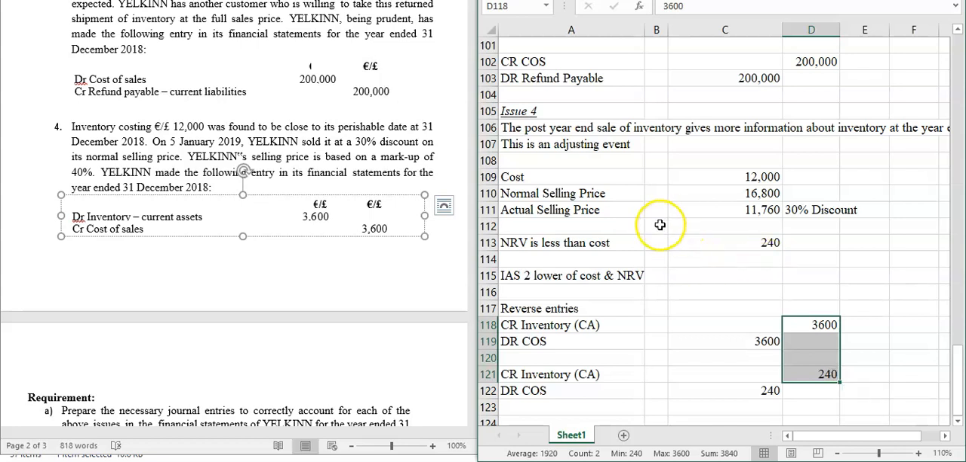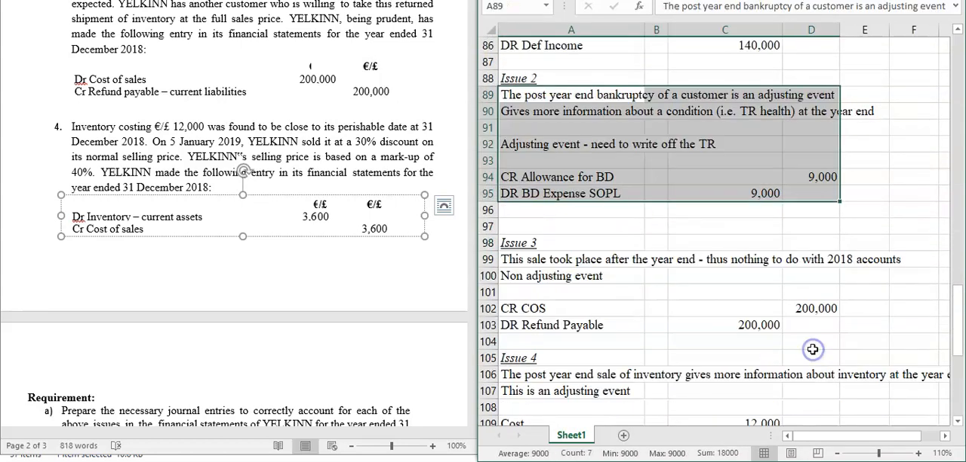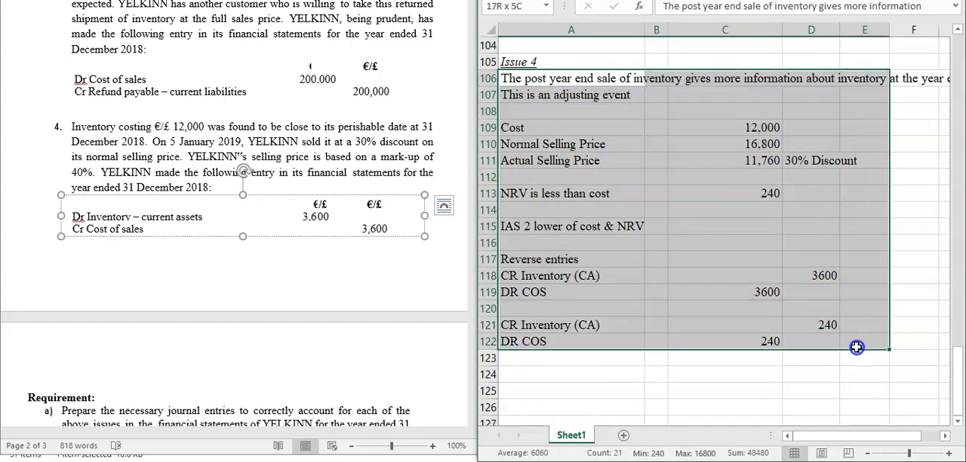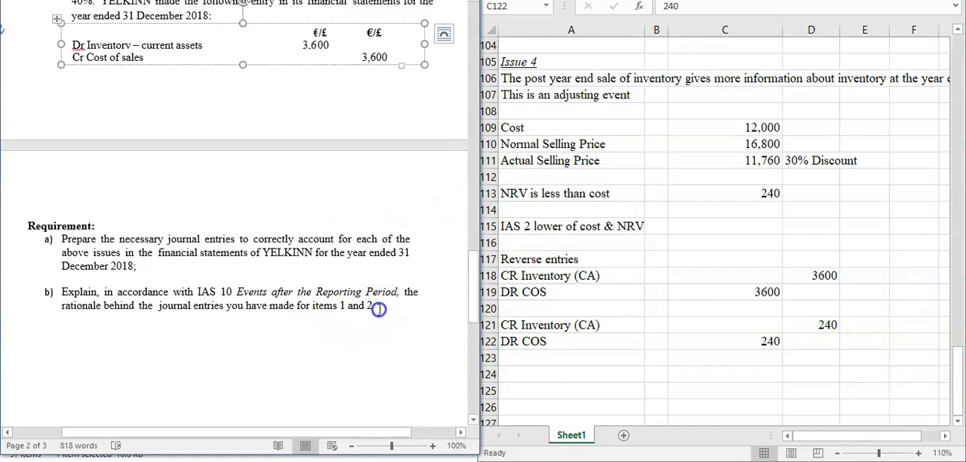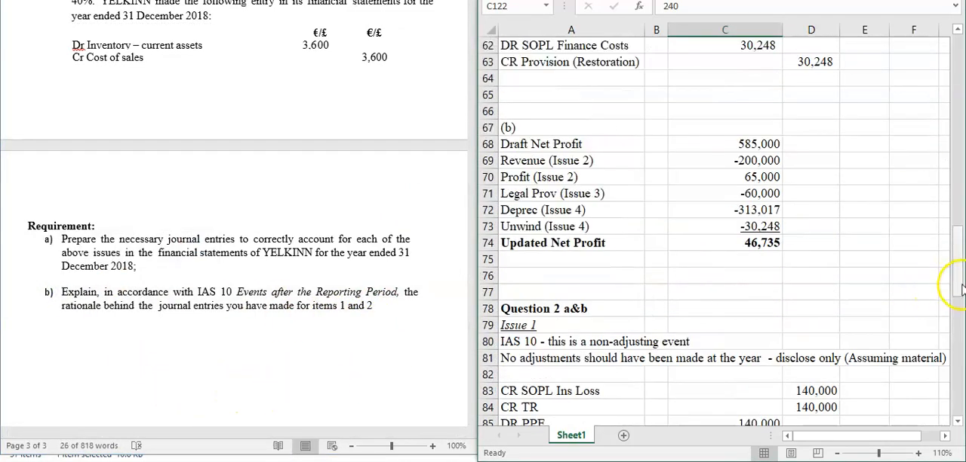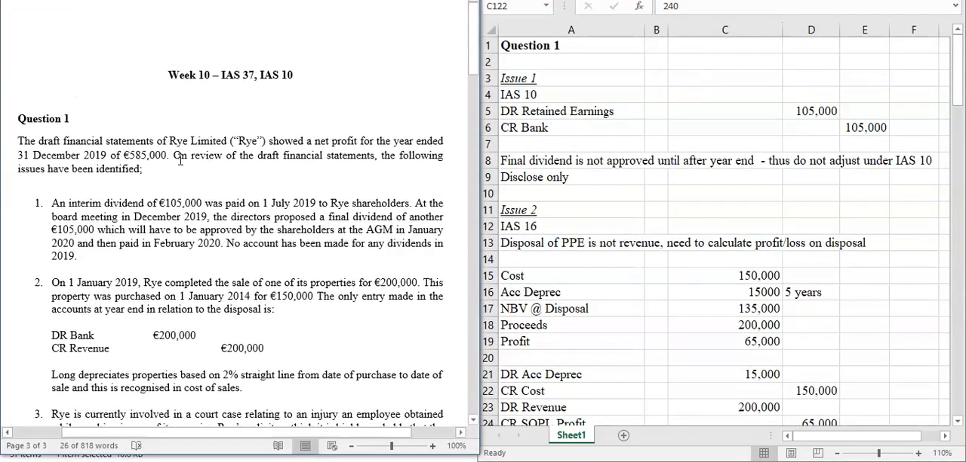But that issue 4 is quite similar in concept to issue 2. Things happen after the year end. People go bankrupt. Inventory gets sold at a lower price. That gives you more information about those assets at the year end, and therefore you'll write them down to the respective carrying amounts. All right, so that is question 2. They don't ask anything about net profit or anything like that, and we've already explained part B as we've gone through the question. So that was the tutorial for this week, focused particularly on IAS 37 and also IAS 10.